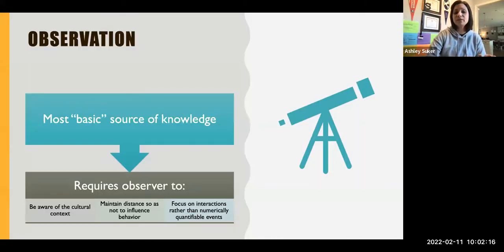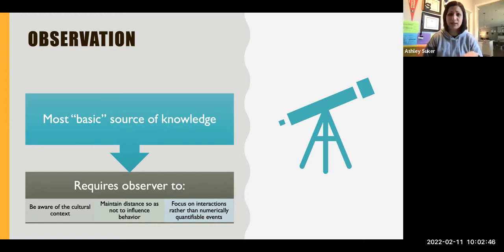So let's talk about observation. This is our most basic source of knowledge. It requires the observer to be aware of the cultural context. They have to have an idea of what is happening in the larger world before they can make assumptions. They need to maintain a distance so as not to influence behavior. We talked about that, and we also talked about this with the Hawthorne effect a couple of weeks ago with validity. And then they need to focus on interactions rather than numerically quantifiable events.